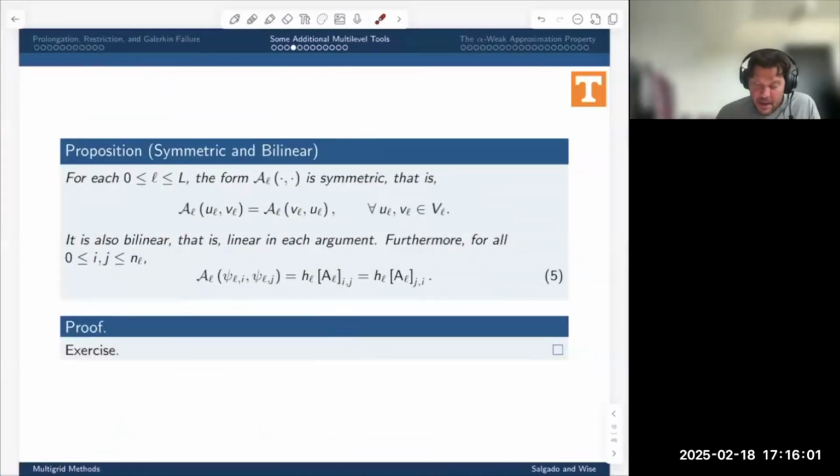First thing I want to argue is that this object that I just created is a symmetric bilinear form. What does it mean to be symmetric? What I mean by symmetry is that for any u_l and v_l, I can exchange their locations. So instead of having u_l first and v_l second, I could have v_l first and u_l second.